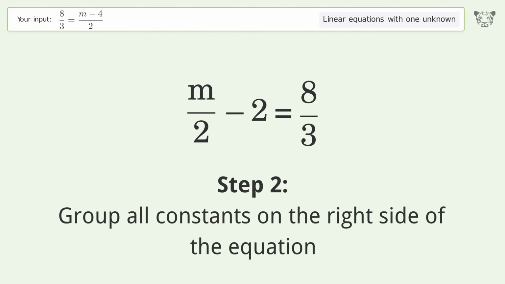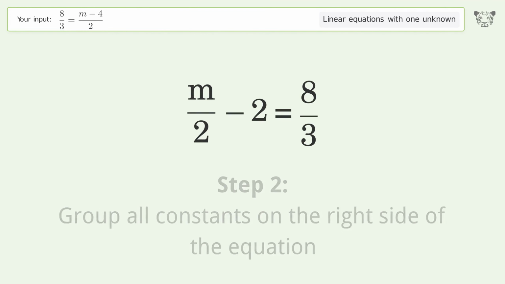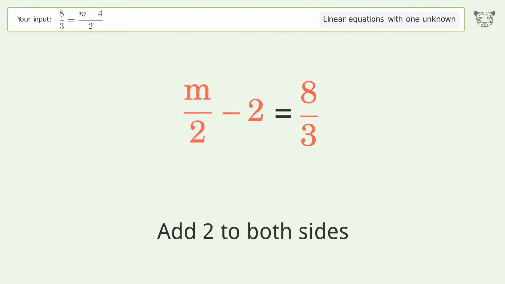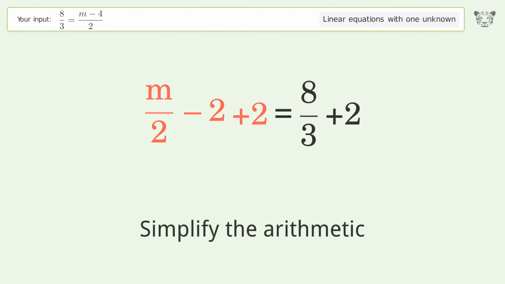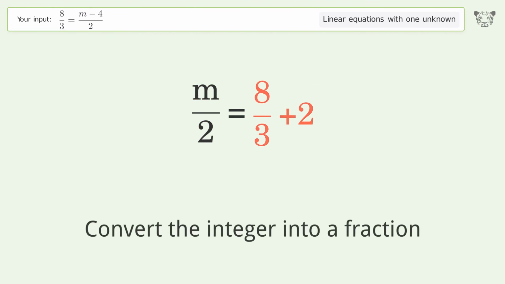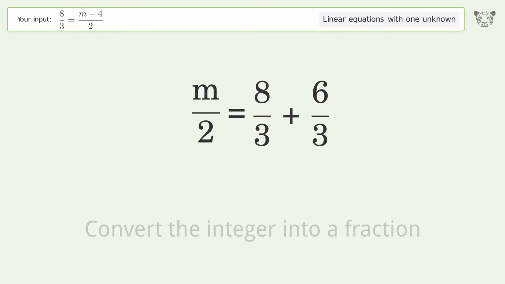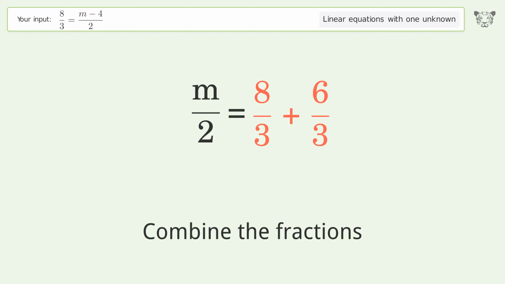Group all constants on the right side of the equation. Add 2 to both sides. Simplify the arithmetic. Convert the integer into a fraction. Combine the fractions.